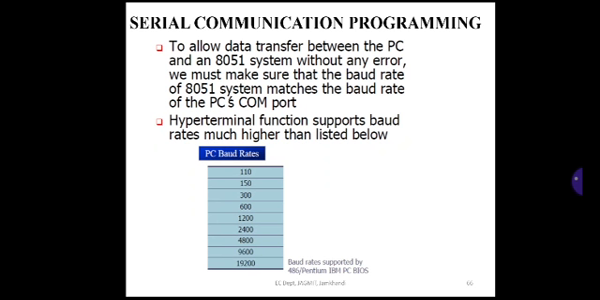Some of the baud rates supported by the PC BIOS, that is basic input output system, are listed in the table. Those indicate the PC baud rates. So some of the baud rates supported by the 486 Pentium IBM PC BIOS are 110, 150, 300, 600, 1200, 2400, 4800, 9600 and 19200. These are the PC baud rates.